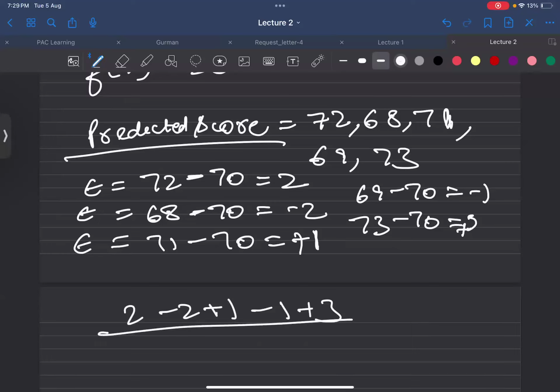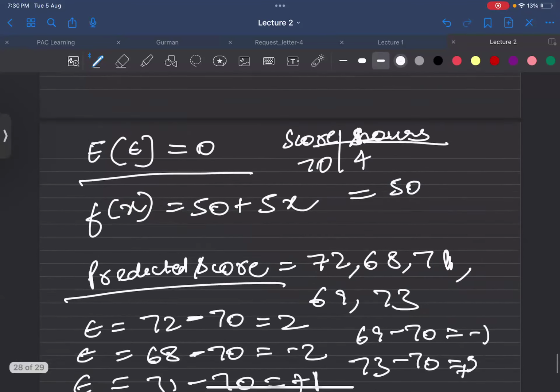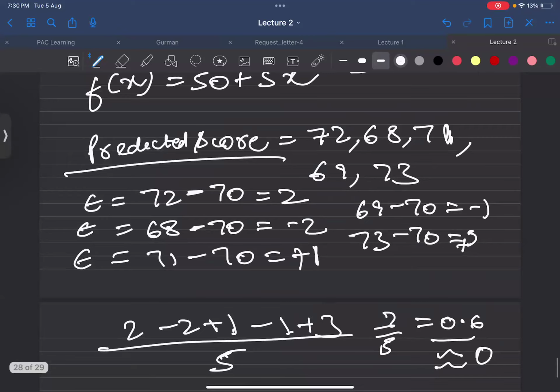So it's divided by 5, 7 would have become... Yeah, we are saying it's close to 0 only. So suppose it's 0. I took it randomly. So suppose this expectation is basically 0 here. That is what we are saying.